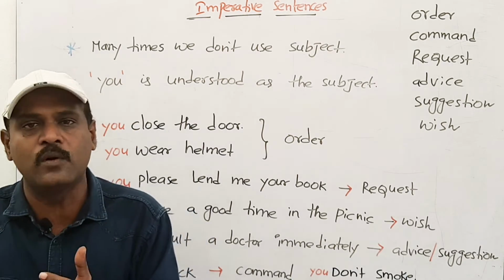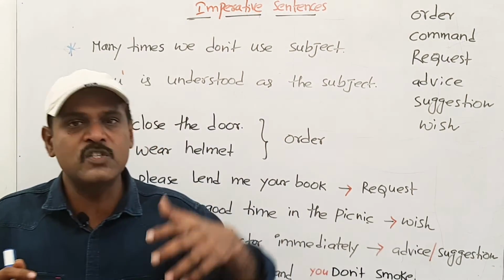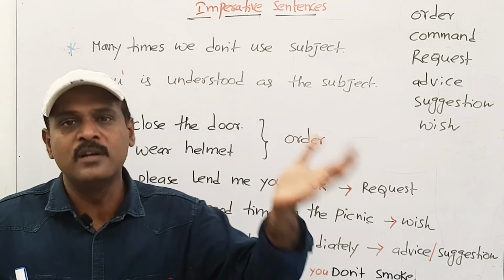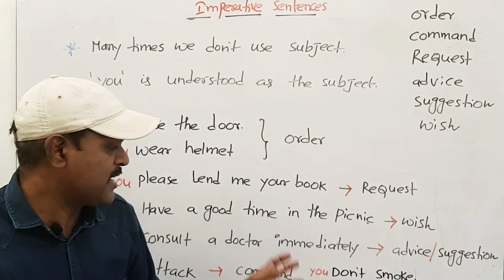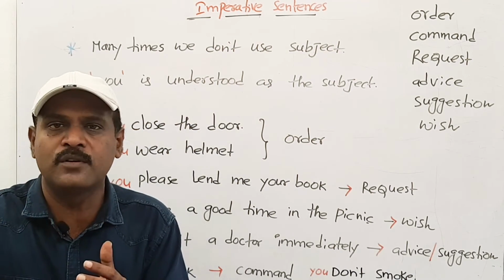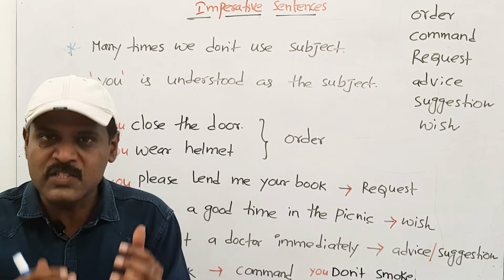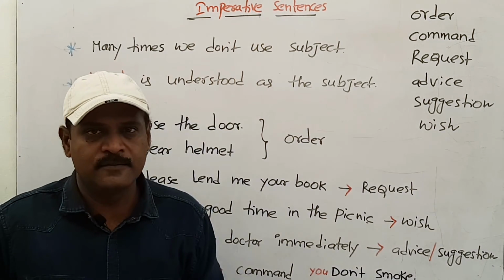That means you go. And in imperative sentences you can use some negatives. That means don't do that, don't go. In that case we use don't. Examples. Don't smoke. It is also an imperative sentence. That means you don't smoke. Don't go. That means you don't go. In this way we can frame imperative sentences.